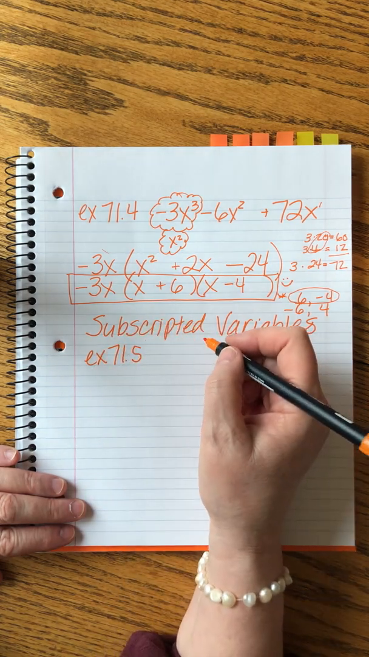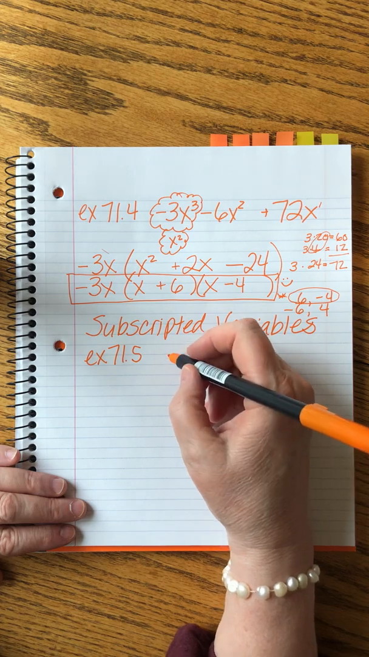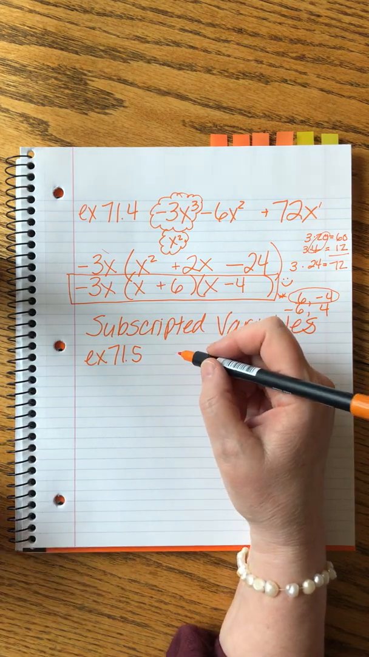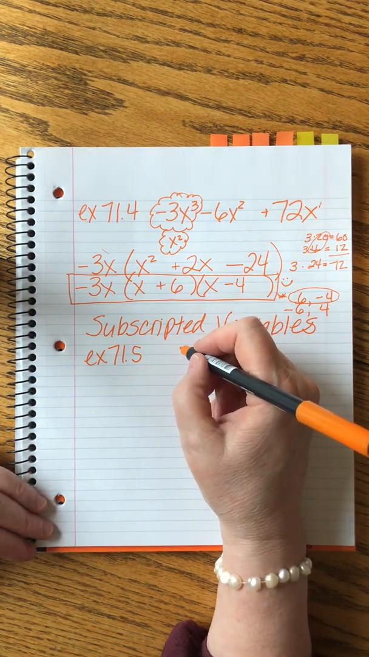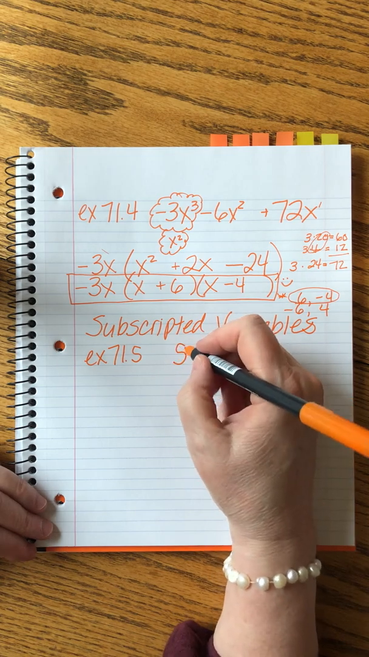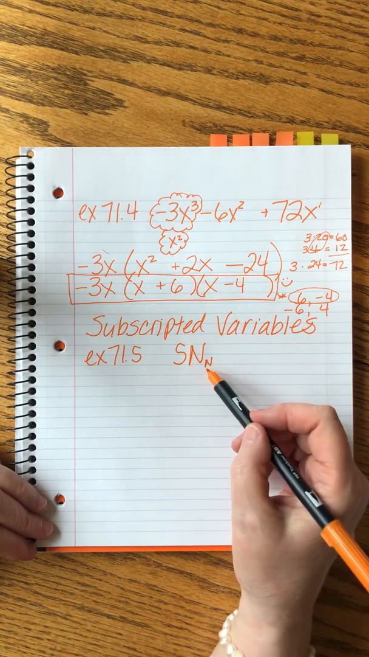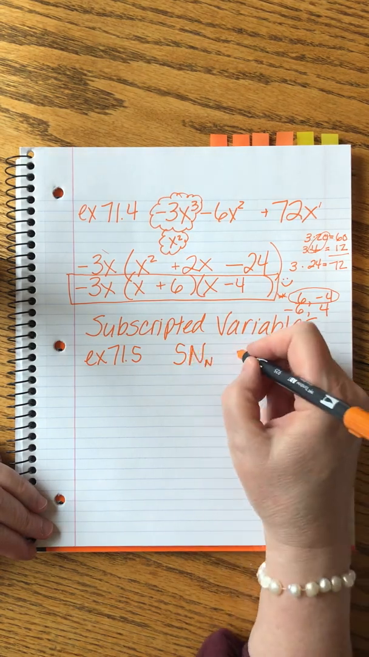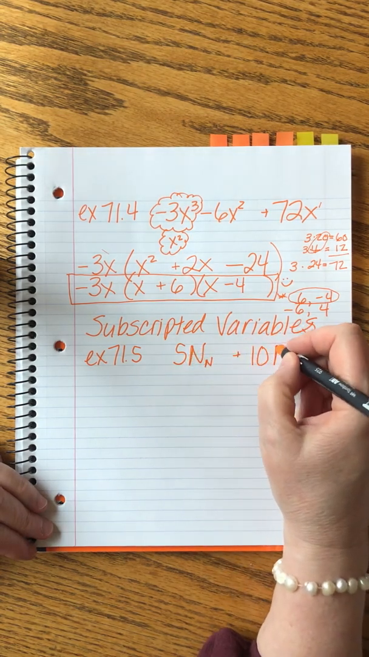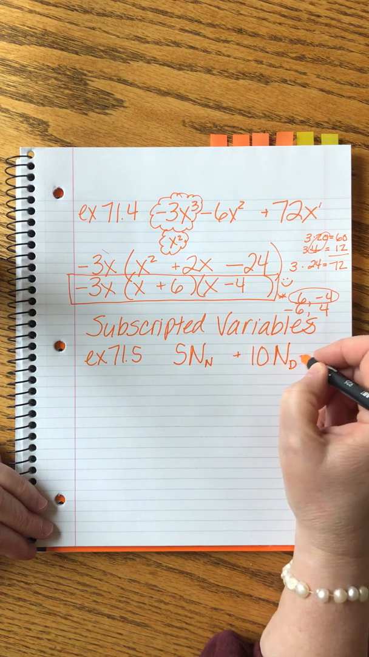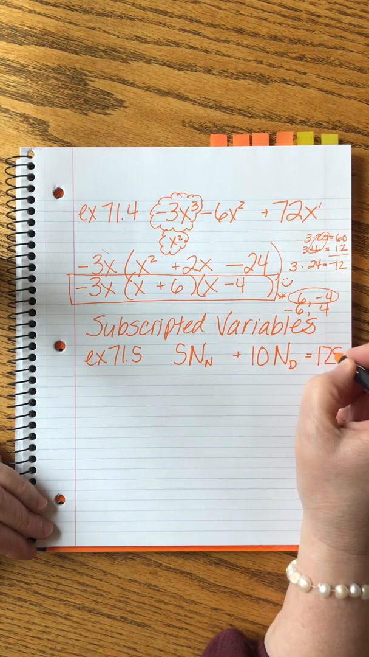John says, use elimination to solve, and then he gives us a system of equations. But instead of cute little x's and y's, we have weird things. Here's the 5. And look at that, big N, little n. I'll tell you what that means in just a minute. And then here we have big N, little d. and then a plain number, thank heavens.